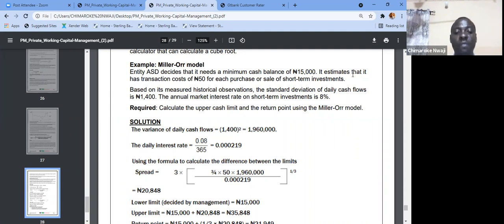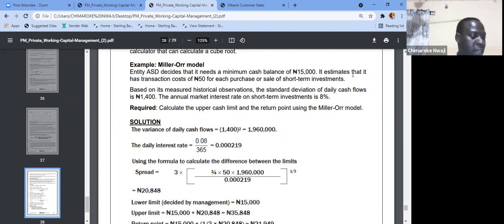73,500,000. Then you have your interest rate here. The market interest rate on short-term investment is 8%. First of all, you convert the 8% to 0.08. Then you divide it by 365 to give you 0.000219. That becomes your denominator.